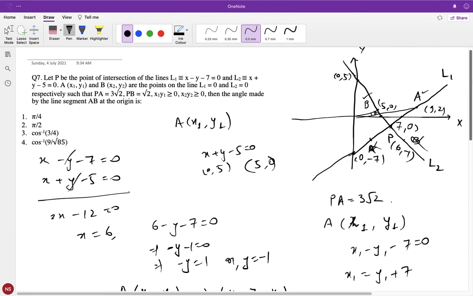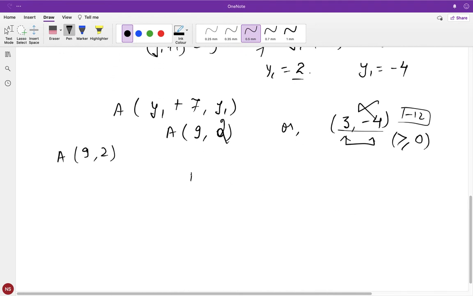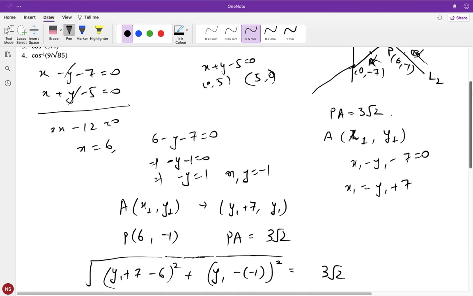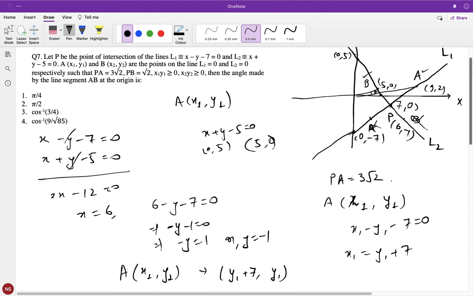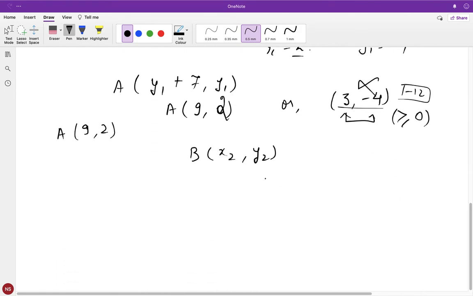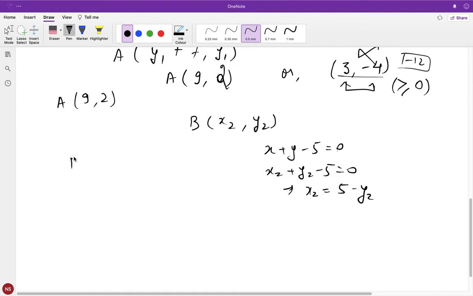Now is the turn for PB. If I assume point B as x2, y2, but I know that x2, y2 lies on line L2. L2 is given as x plus y minus 5 is equals to 0. So x2 plus y2 minus 5 is 0. This implies that x2 is 5 minus y2. So my point B becomes 5 minus y2 comma y2. PB is given to me as square root of 2.